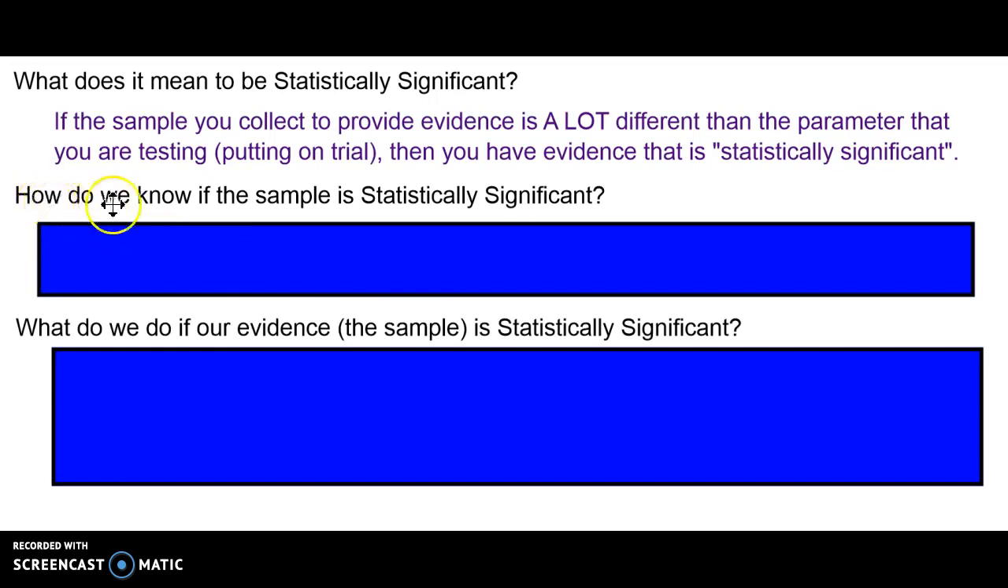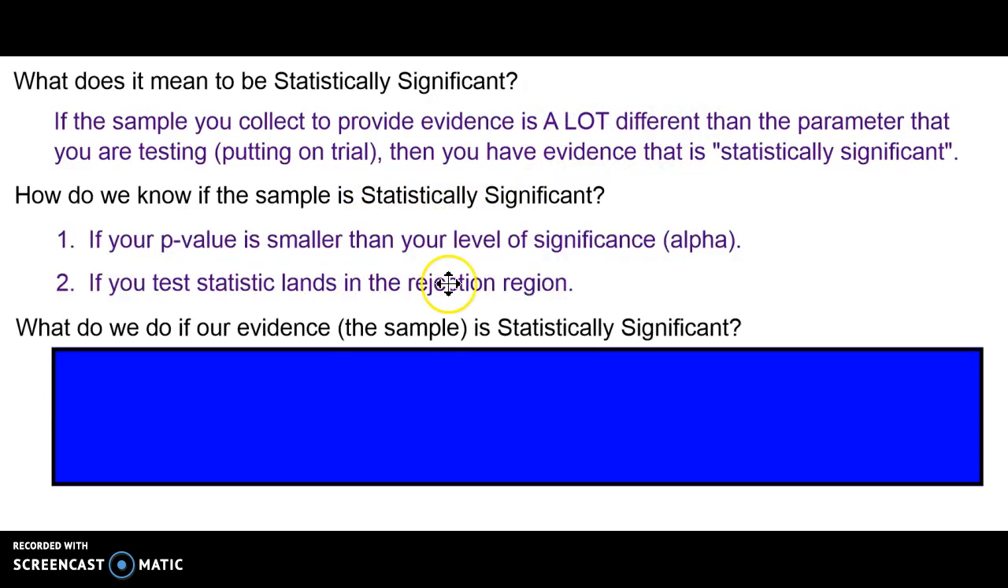So now, how do we know if the sample or our evidence is statistically significant? You're saying that it's a lot different, Mr. Mays. So what does that mean? How different does it have to be? Well, there's two different ways that we can look at this. The first way is to say that if your p-value is smaller than your level of significance, then your sample or your evidence is statistically significant. In other words, it's a lot farther away or a lot different than your parameter. So what is p-value? Well, I'll get to that in just a second.